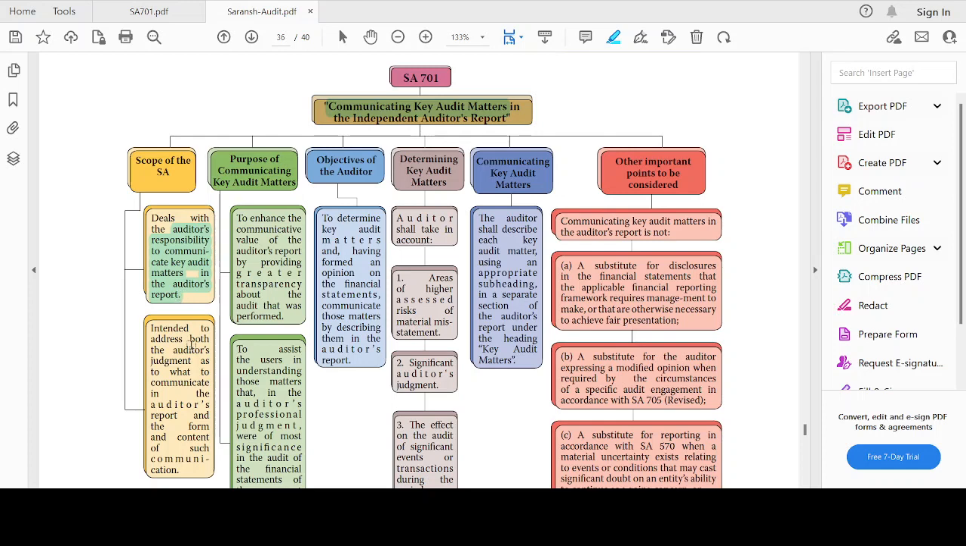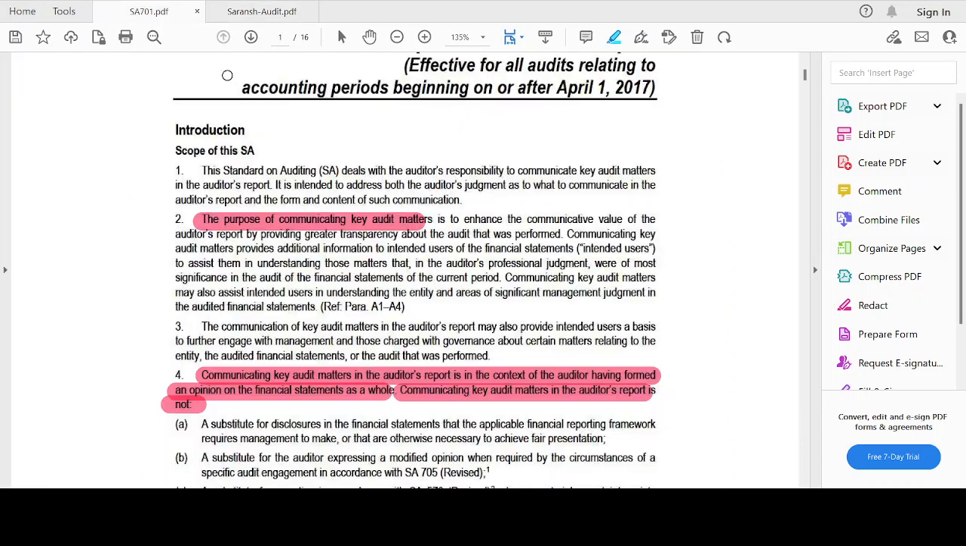It is intended to address both the auditor's judgment as to what to communicate and the form and content of such communication. Let's read from the standard itself.